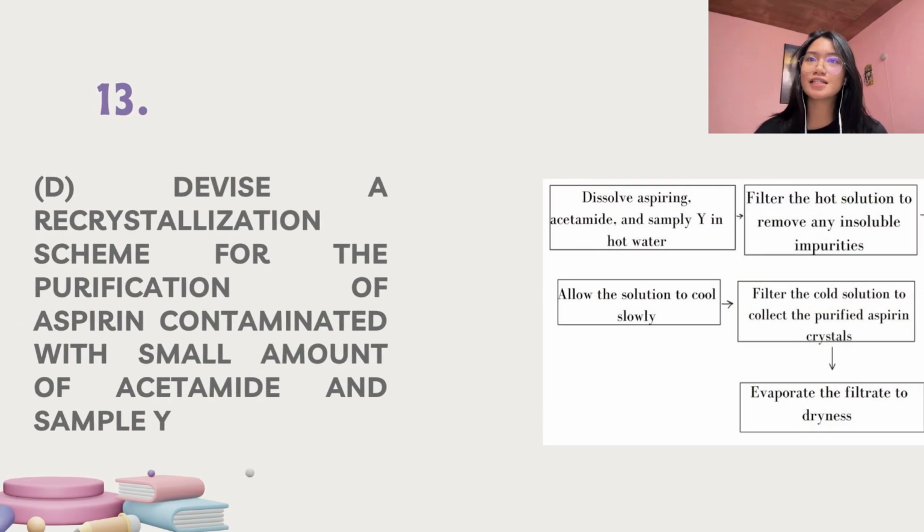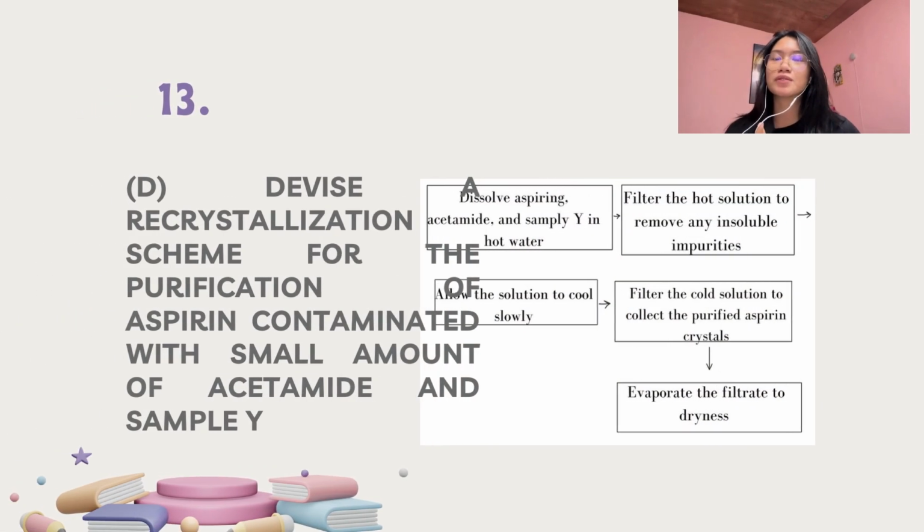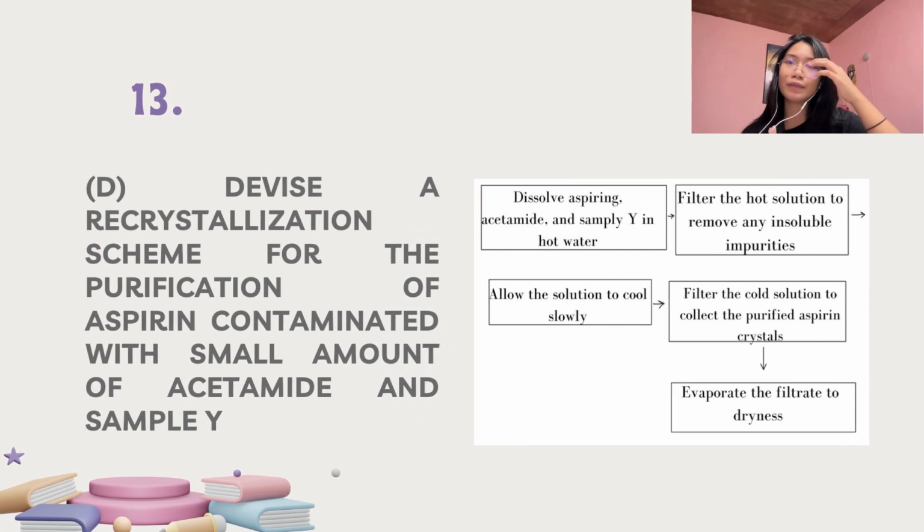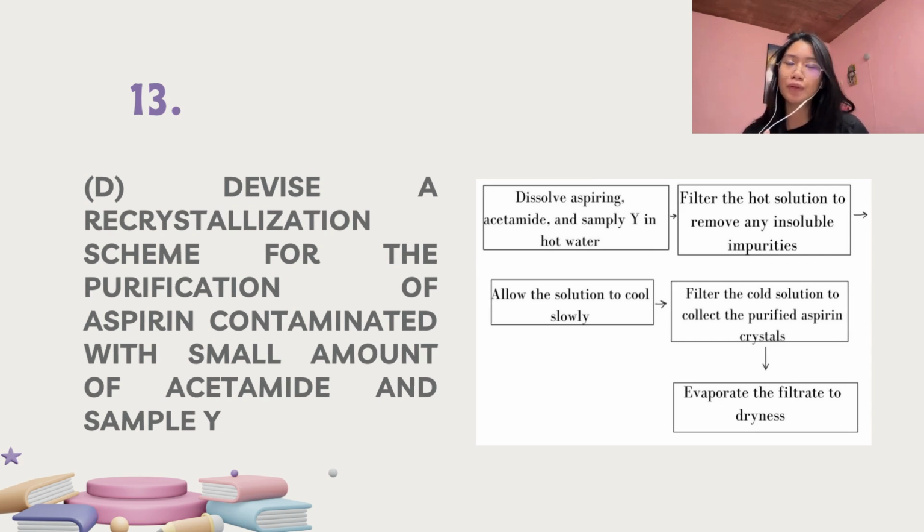For the recrystallization scheme, dissolve the mixture, aspirin, acetamide, and sample Y in hot water. Aspirin will be the most soluble component in hot water. Filter the solution to remove any insoluble impurities. Allow the solution to cool slowly. As the temperature cools, aspirin will precipitate out of the solution due to its lower solubility in cold water. Next, filter the cold solution to collect the purified aspirin crystals.